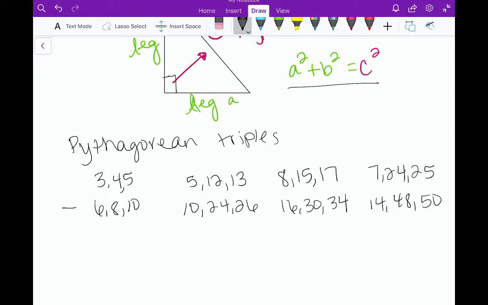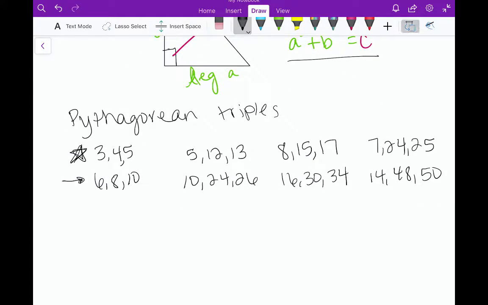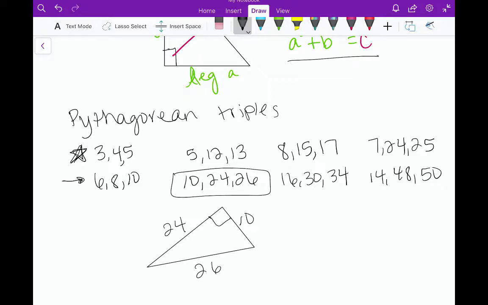Okay, so you don't need to memorize this row. You just need to memorize this first row. And then from there, you can figure out if it's a multiple of one of those. And then you'll know that it's a Pythagorean triple. So if I have a right triangle and I'm telling you that this is 26 and this is 24, then because you know your Pythagorean triples, you know that this must be 10. So that's a really easy way to solve for missing side lengths on a right triangle.